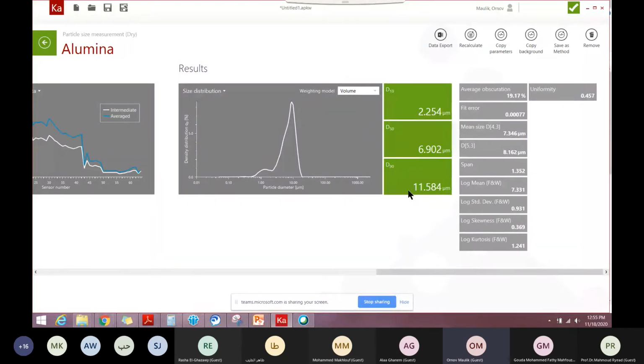Usually, as per ISO specifications, in order to get good repeatability, you need to check that D10 to D90 should be lesser than 5% RSD, that is relative standard deviation. So when you look at the dry mode measurement as well as the liquid mode measurement, both are pretty much similar to each other.